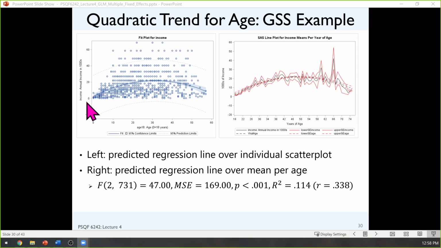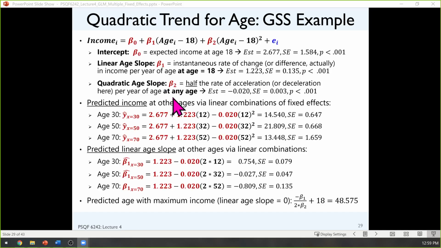The model is predicting that that slope slows down, becomes less positive, or decelerates. You can pick your term. So it's not that age doesn't matter. It matters less and less as you go on. And at some point, the slope that would be implied by this curve is flat. And you can actually calculate the age at which that occurs, which I did.